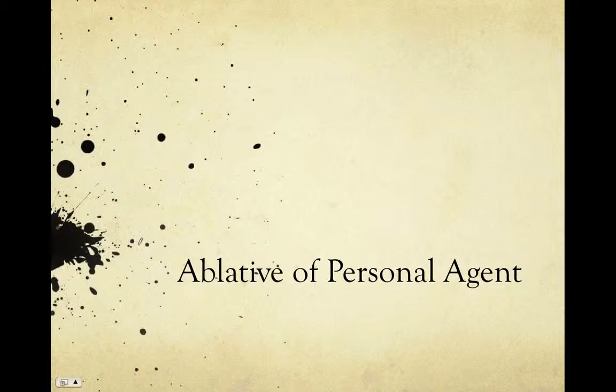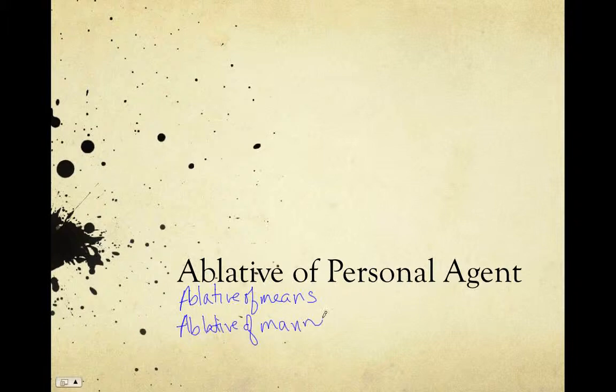You've already run into other ablative uses, and now it's time to introduce the ablative of personal agent. Some of the other ablative uses you've found are the ablative of means or instrument, which is the tool by which something happens. This is the ablative all by itself. The ablative of manner describes how something is done. Remember, this takes cum, like cum diligentia, with diligence, that is diligently.